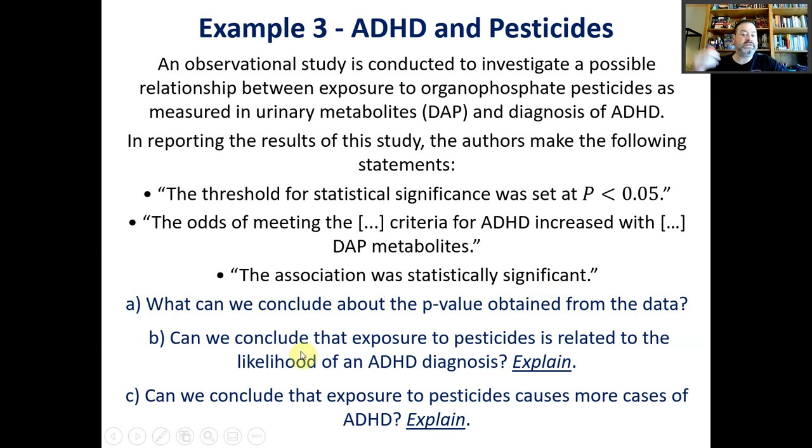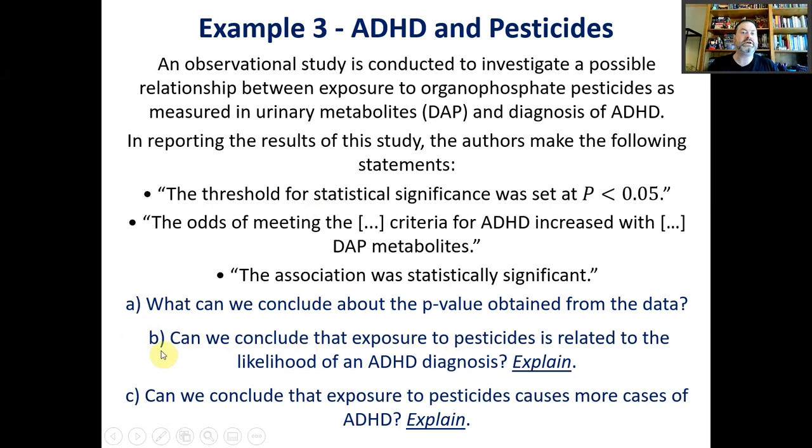So, and it's statistically significant. And we're told that there's an increase. So when the criteria for ADHD increase, the DAP metabolites increase. So these are both quantitative. So that means that it's a correlation, and it's a positive correlation. Well, that's exactly what we're told.